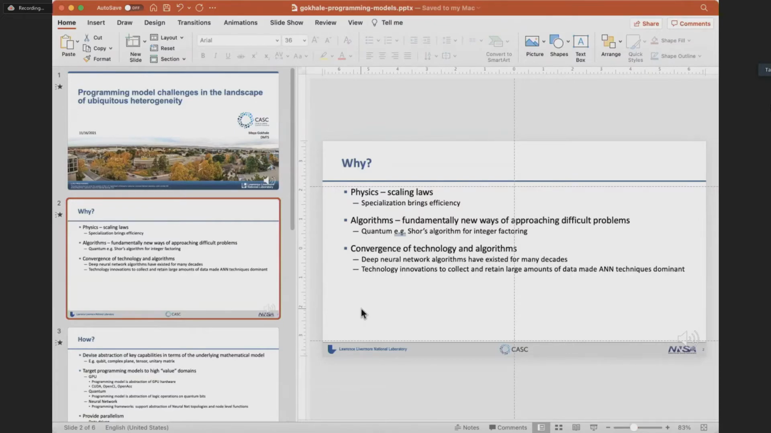Another driver is algorithms, fundamentally new ways of approaching difficult problems. We have extremely bright people, and for quantum, a breakthrough was Shor's algorithm that showed new ways of doing integer factorization using qubits and a quantum computer, and that really led to a surge of programming model ideas of how do you embody that, and how can you reason about it at a higher level of abstraction, which we've also touched on earlier. And the final driver is the convergence of technology and algorithms. We've had multi-layer perceptrons for many decades, but the technology innovations to collect and retain large amounts of data and process them made those techniques dominant, so that now they're routine. Everybody has to mention deep learning at some point.